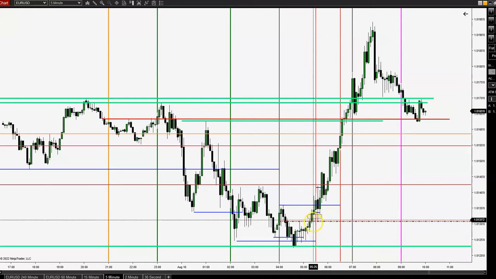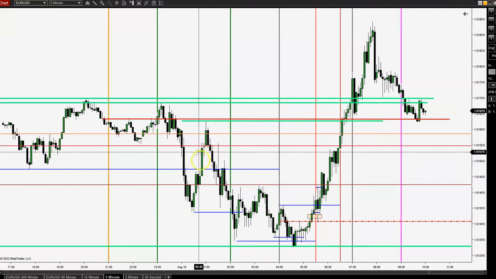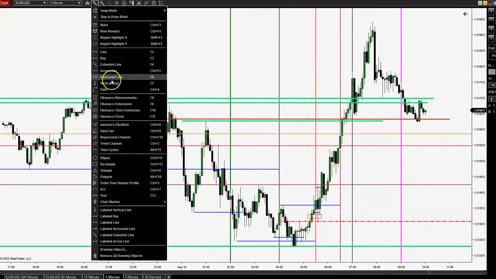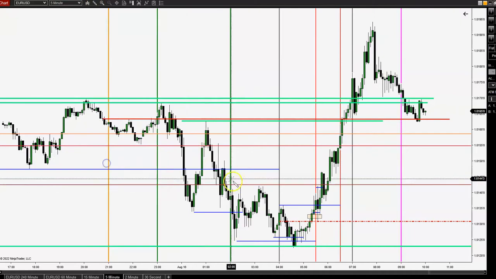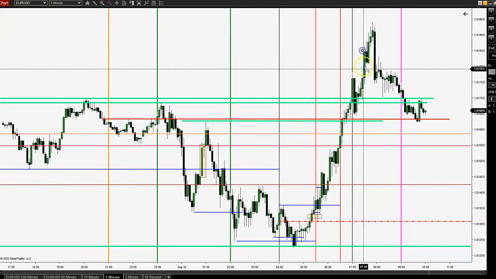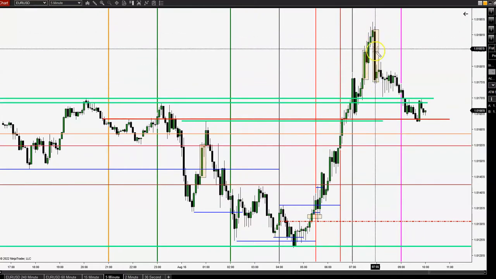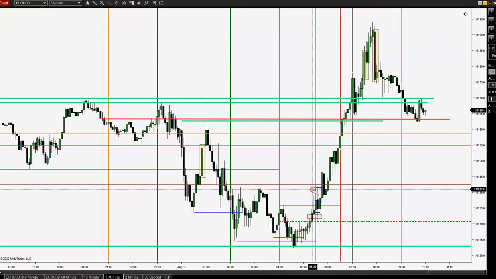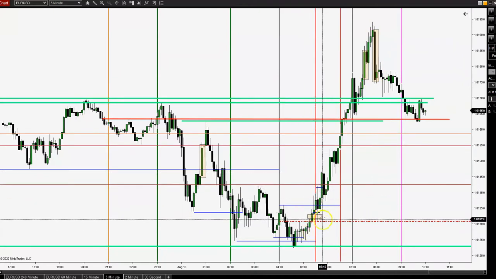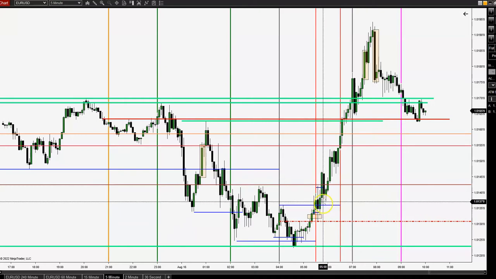I like seeing, as ICT describes, this type of candle right here. Let me outline this real quick. Grab my rectangle. You see this candle, this type of candle, right? This is exactly what I like to see, and this is one of my rules when it comes to entering the market. I ask myself, would ICT take this? Given his experience in the market, I feel that he probably would.